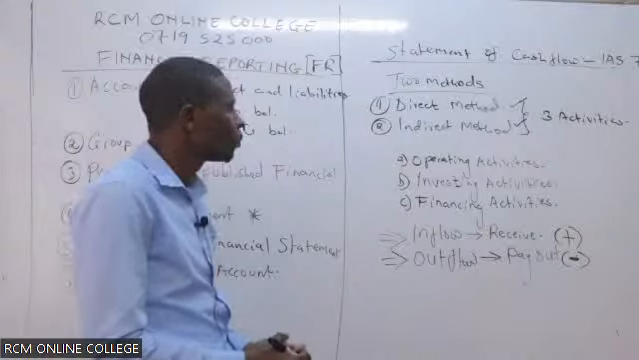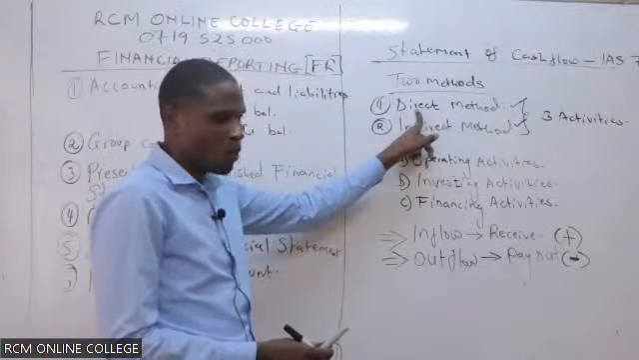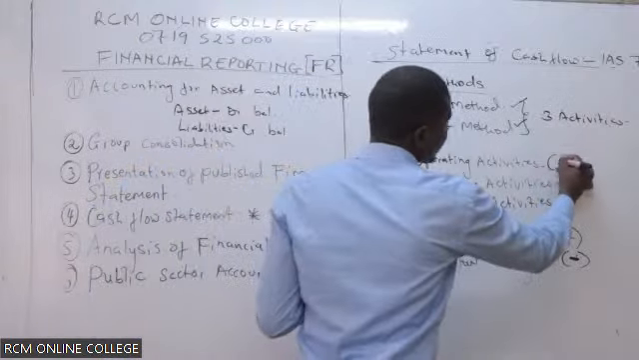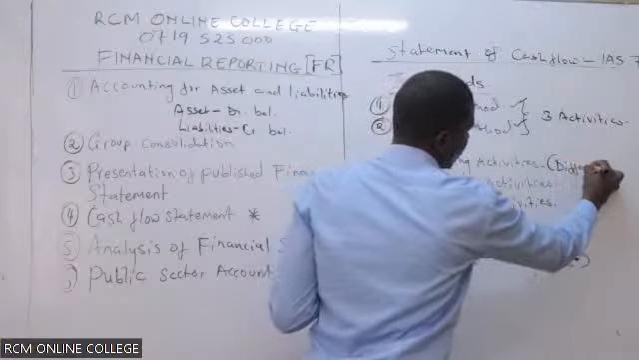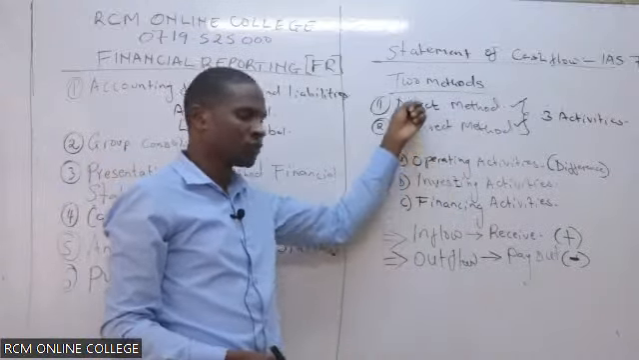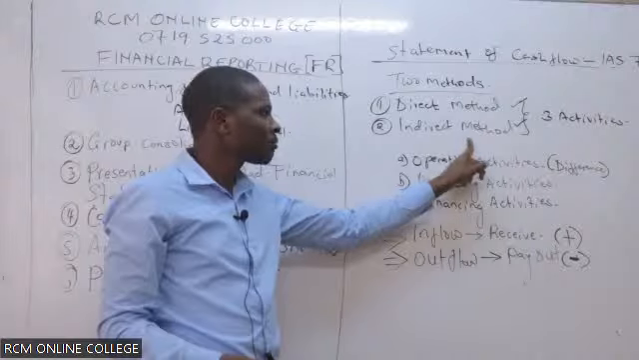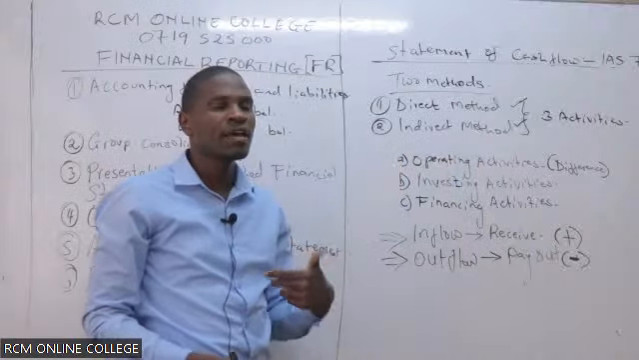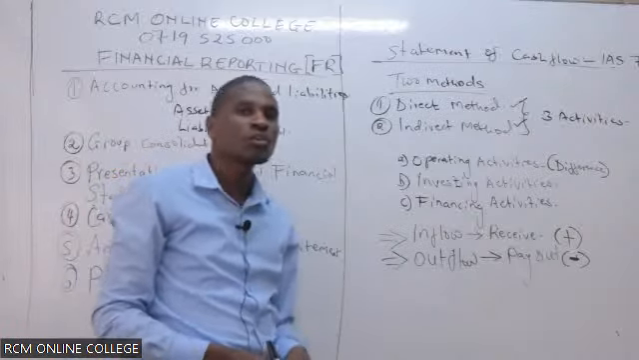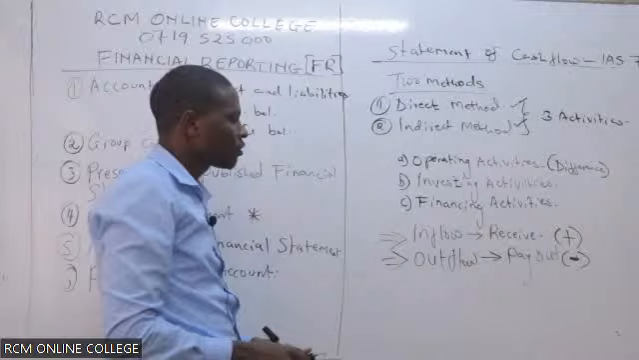Since we have three activities, operating activity is where the difference comes in. We only have the difference in the operating activity for the two methods. For the indirect method, you find that we shall be adjusting the profit before tax, or else the loss before tax. So I want us first of all to look at the indirect method.